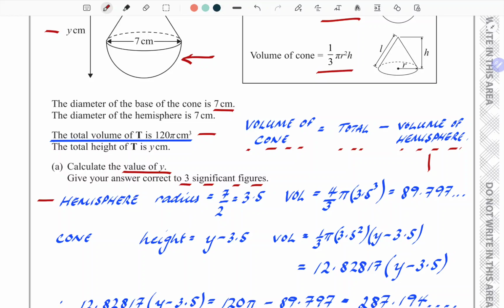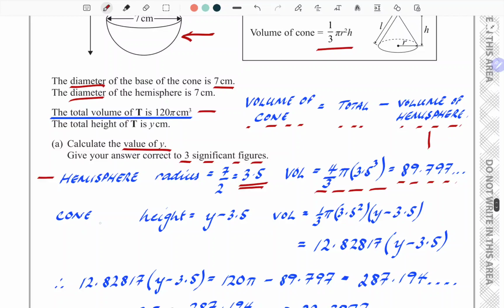The radius, you've got to notice that they refer to the diameter both times. So the radius is 7 divided by 2, 3.5. So the volume of the hemisphere is 4/3 pi times 3.5 cubed. Normally I would write this as some multiple of pi, but I think it's easier to just put it in the calculator and get it over and done with. So that volume of the hemisphere is 89.797 and so on.